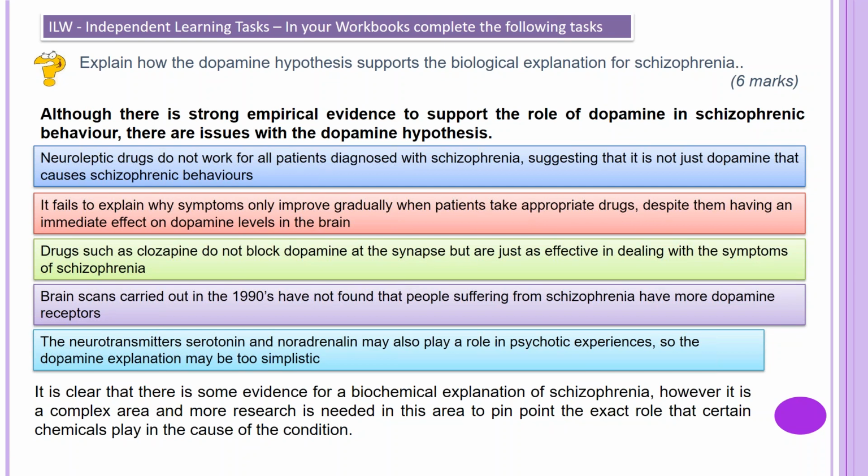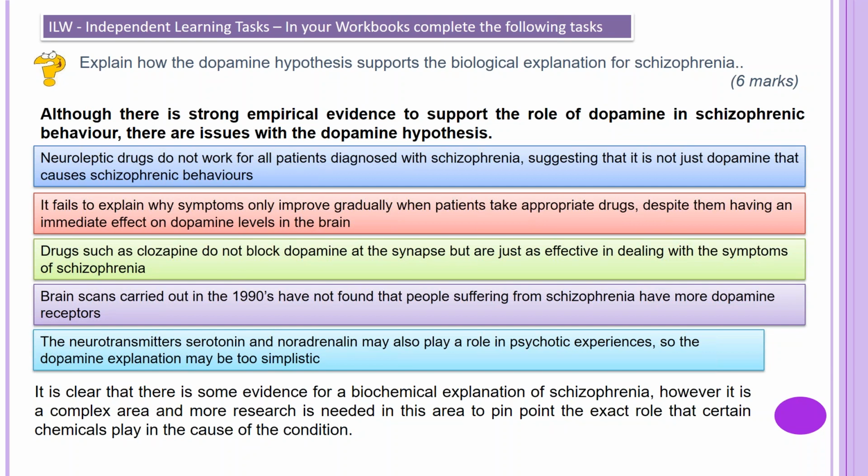Neuroleptic drugs do not work for all patients diagnosed with schizophrenia, suggesting that it's not just dopamine that causes schizophrenic behaviours. It fails to explain why symptoms only improve gradually when patients take appropriate drugs, despite them having an immediate effect on dopamine levels in the brain. Drugs such as clozapine do not block dopamine at the synapse, but are just as effective at dealing with the symptoms of schizophrenia. Brain scans carried out in the 1990s have not found that people suffering from schizophrenia have more dopamine receptors. The neurotransmitters serotonin and noradrenaline may also play a role in psychotic experiences, so the dopamine explanation may be too simplistic.